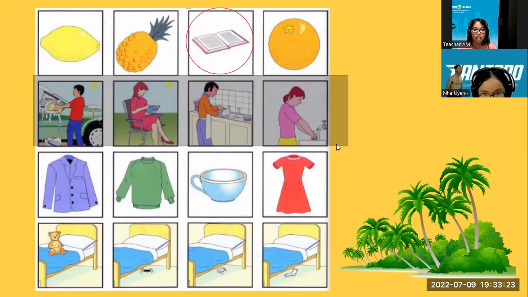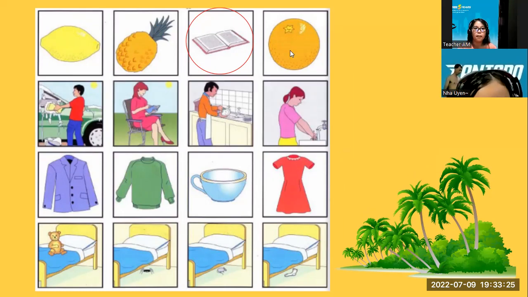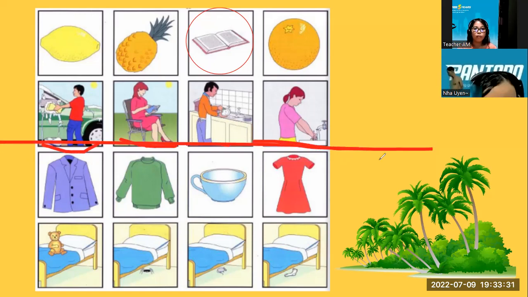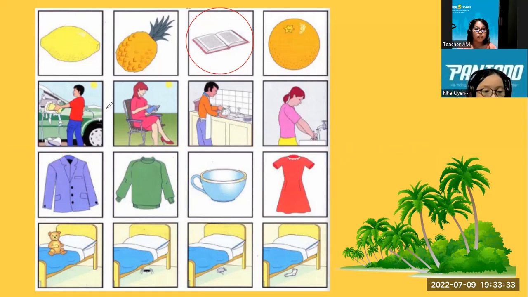What are they doing? The man is washing the car. The girl is reading a book. The man is washing a diesel. The girl is washing her hands. Okay, so which picture is different here?